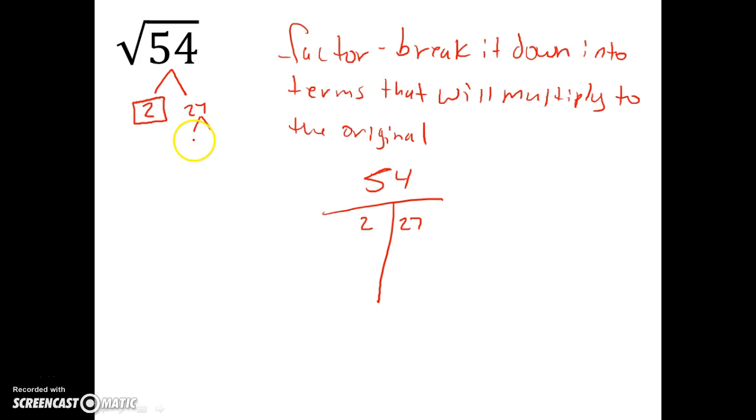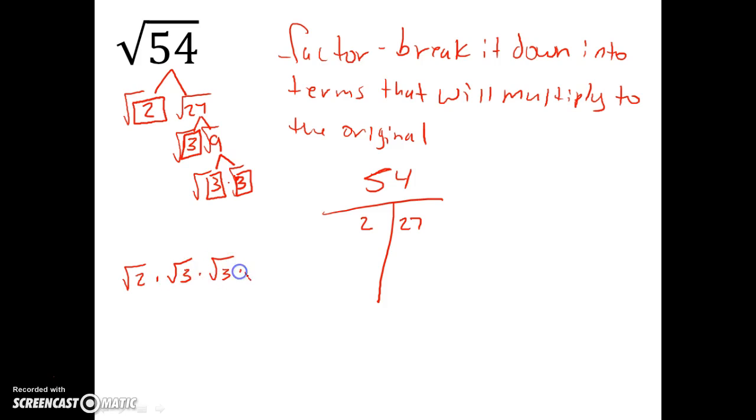27 can be broken down into 3 times 9. 3 is prime. We're done with that side of the tree. 9 can break down into 3 times 3. And now we're done with each of these sides of the tree. What's important to know is that each of these is within a radical, because the 54 is within a radical. So now I have all the boxes: root 2 times root 3 times root 3 times root 3.